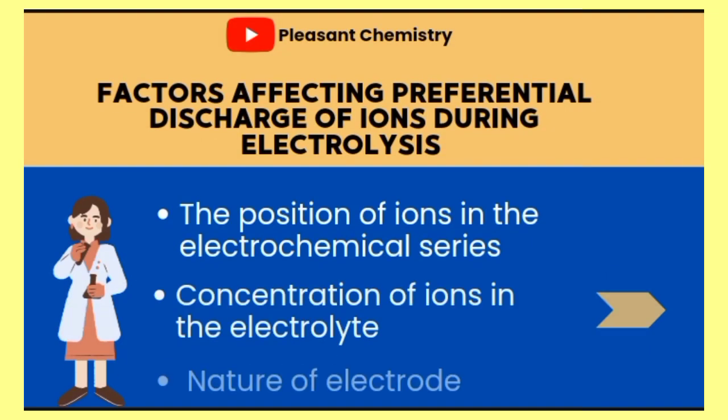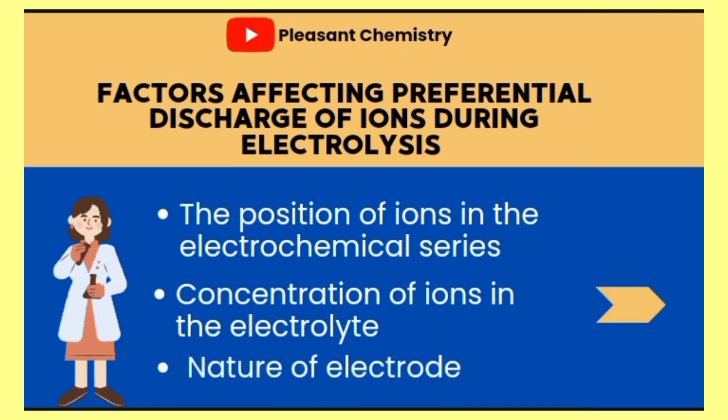All right, let's move to factors affecting preferential discharge of ions. Number 1 is the position of ions in the electrochemical series. Number 2 is the concentration of ions in the electrolyte. And number 3 is the nature of the electrode. Now we are going to consider these one after the other.